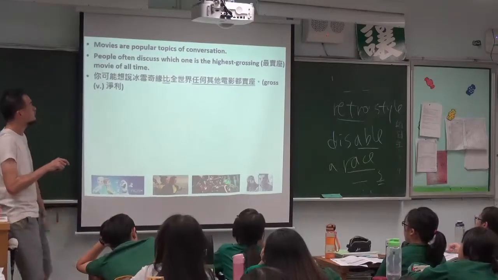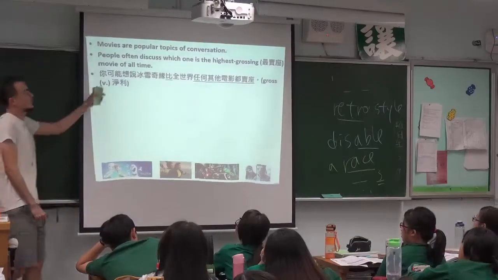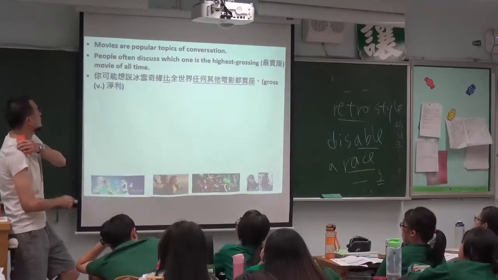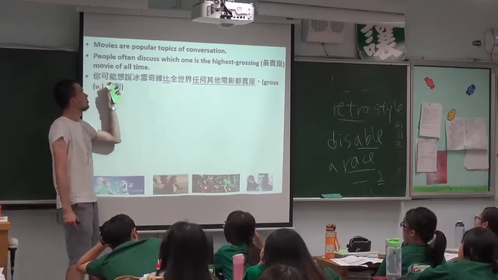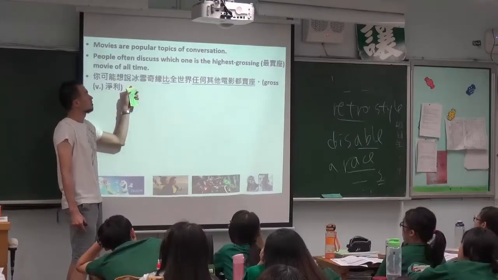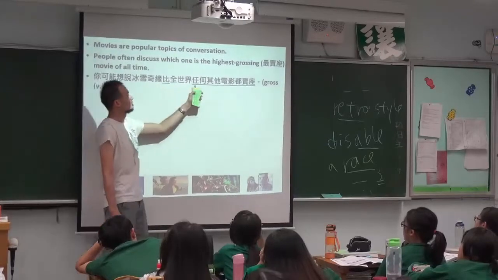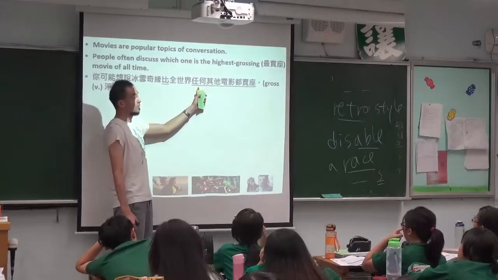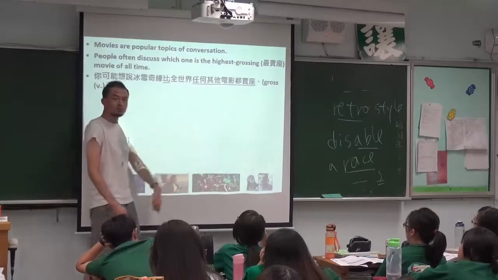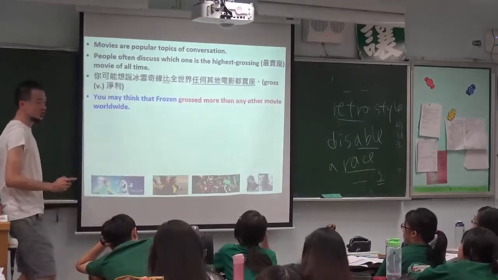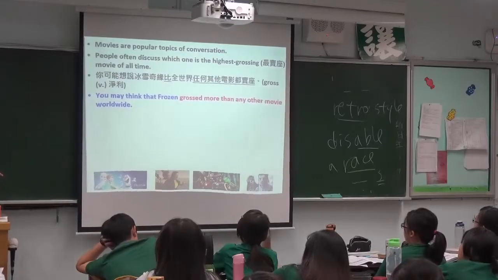So here could you please do the second example together? People often discuss. Which one is the highest grossing movie of all time? Yeah, so like here, how would you translate this sentence? By using, with the Chinese meaning. You may say that this present 当动词的话，直接就 gross，然后 more than。Maybe I'll just show you the first one. You may think that gross more than any other movie worldwide.